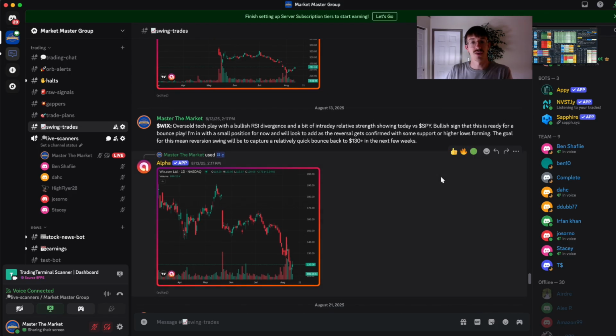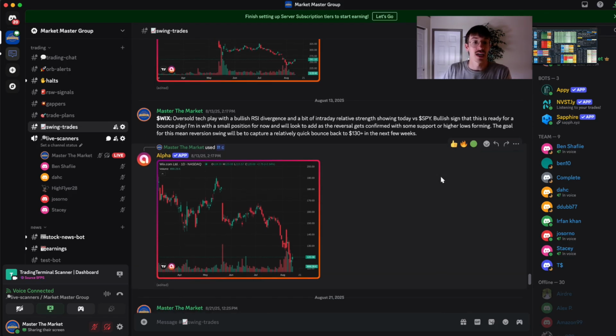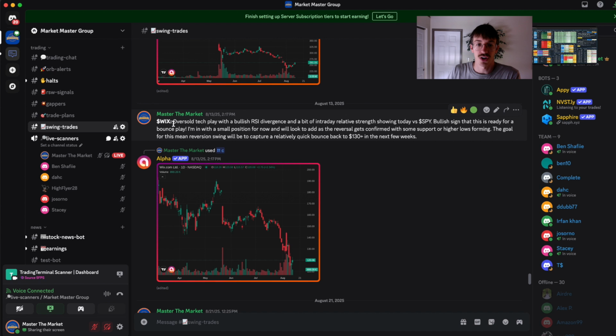But in order to give you another idea about how this can look, I want to take a look here at the Wix chart. Wix was the second swing trade that we had alerted in the Market Master group that ended up being a really successful mean reversion swing trade. And the idea for this one was that this oversold tech play with a bullish RSI divergence and a bit of intraday relative strength showing today versus SPY. Bullish sign that this is ready for a bounce play. I'm in with a small position for now, and we'll look to add as the reversal gets confirmed with some support or higher lows forming.